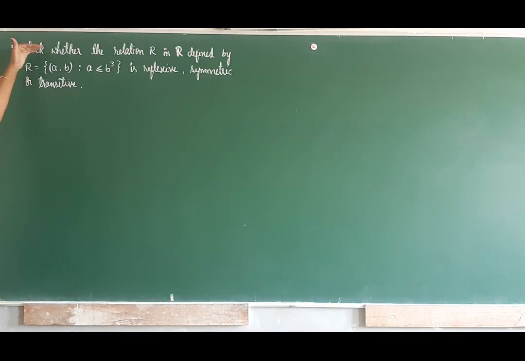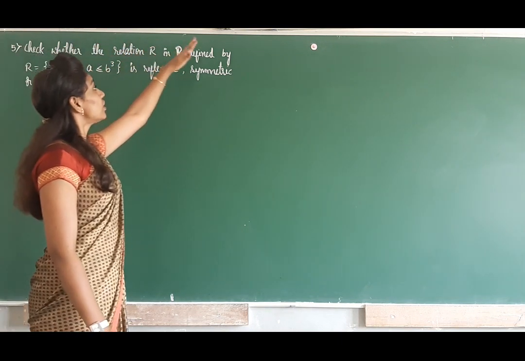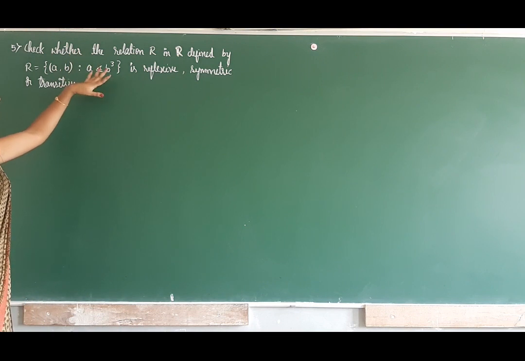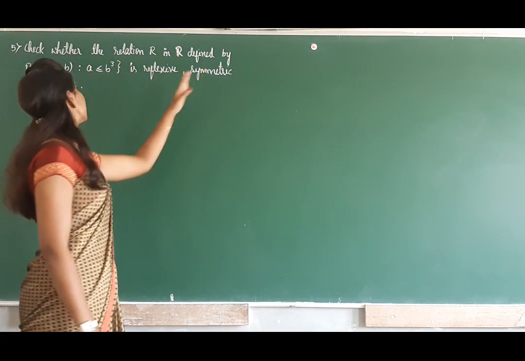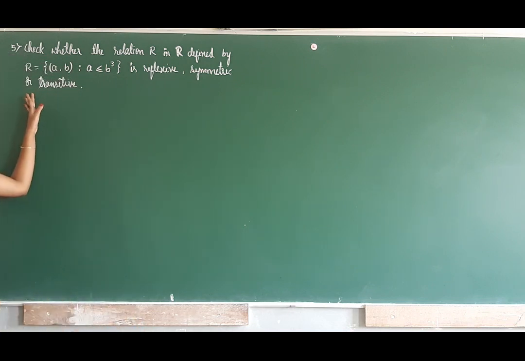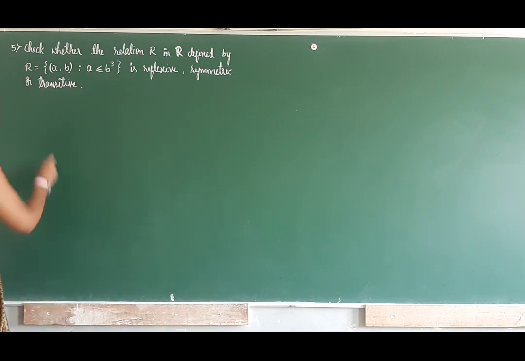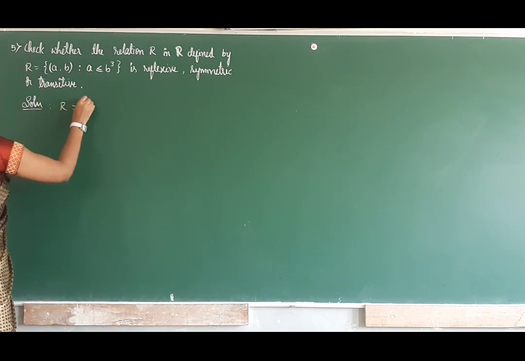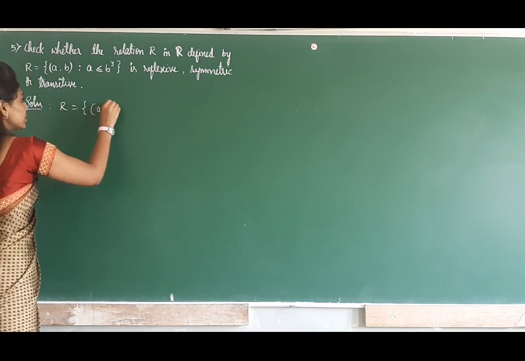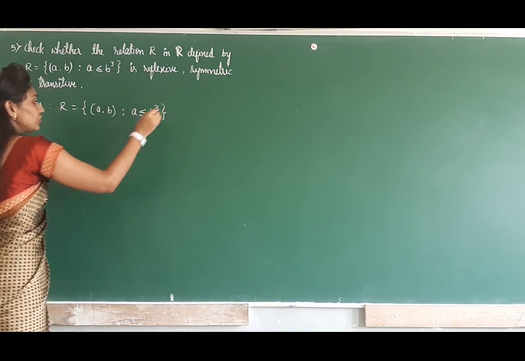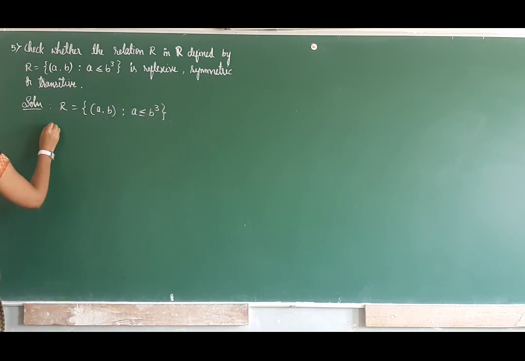See the next one. Check whether the relation R in the real numbers defined by R equals the set of ordered pairs (a, b) such that a is less than or equal to b cubed is reflexive, symmetric or transitive. We have to check whether it is reflexive, symmetric or transitive. Solution: relation R equals the set of ordered pairs (a, b) such that a is less than or equal to b cubed.